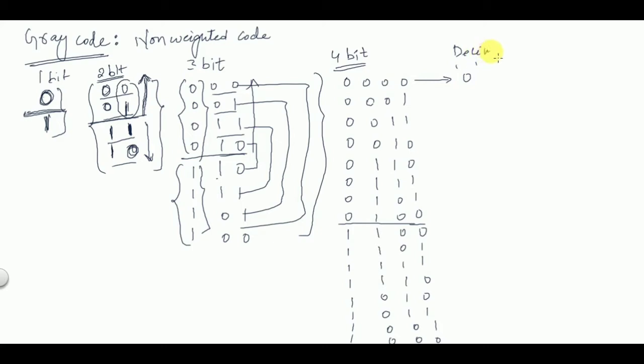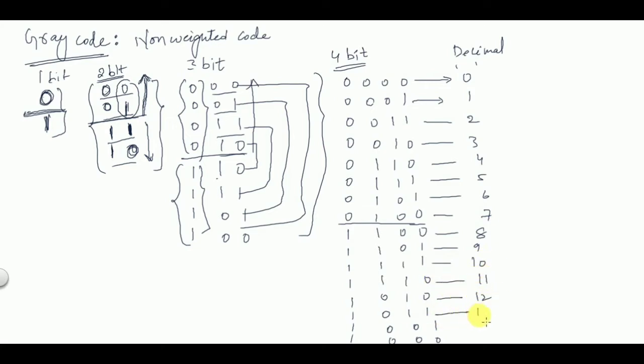So this is the decimal value. For decimal 0, this is the gray code. For decimal 1, this is the gray code. This is the gray code for decimal 2, 3, 4, 5, 6, 7, 8, 9, 10, 11, 12, 13, 14, 15. So this is the gray code for decimal 0 to 15. You can remember it like this; I have told you the easy form, because it exhibits one property.